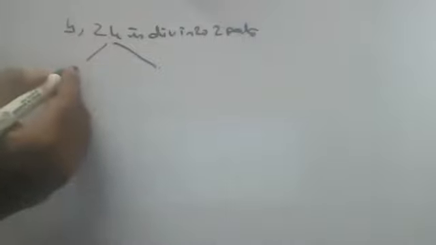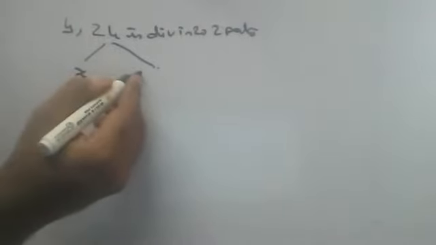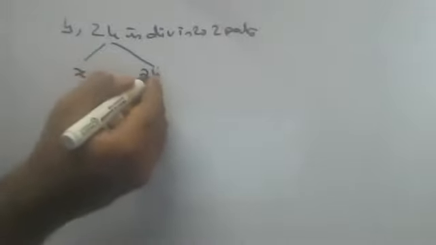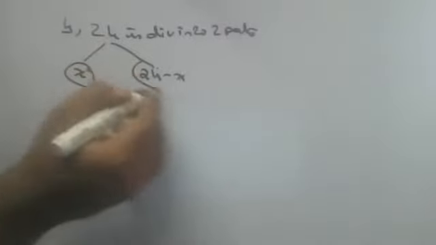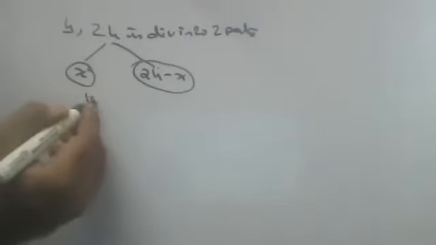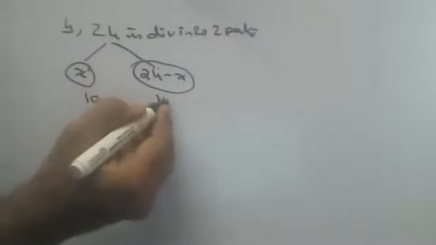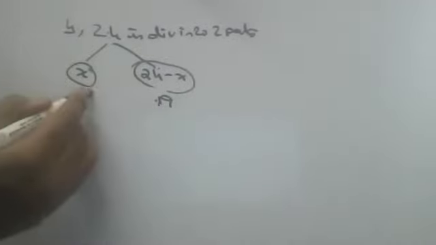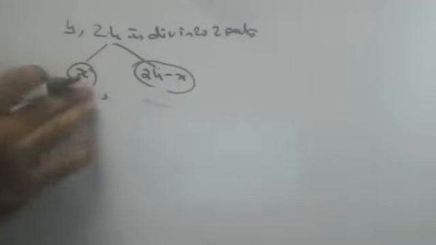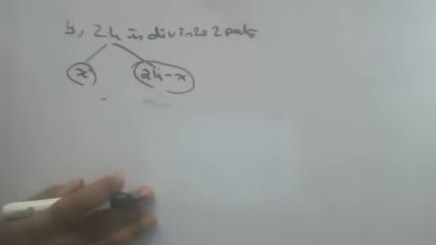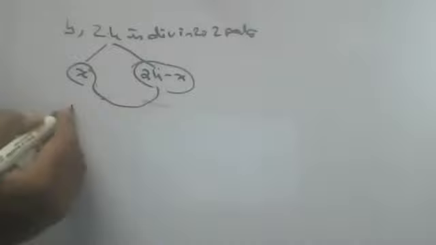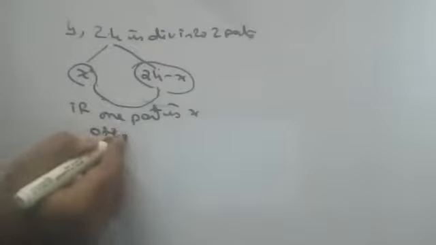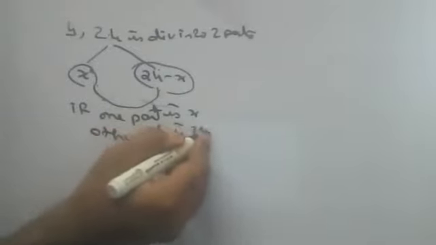What I will do means, if I take one part as x, what will be the other one? Can anyone say? 24 minus x. Very good. If one part is x, the other part is 24 minus x. Think like this, children. If one part is 10, other part will be 24 minus 10, 14. 10 plus 14, 24. No? Or if one part is 5, the other part is 19. If one part is 20, the other part is 4. So if one part is x, the other part is 24 minus x. Always you should remember. If one part is x, other part is 24 minus x.